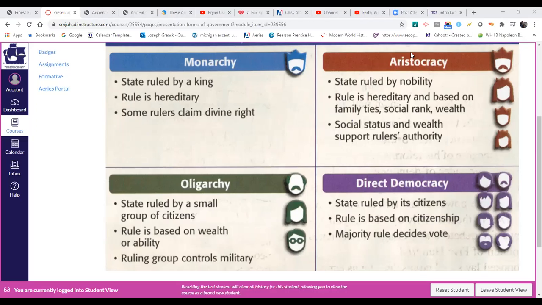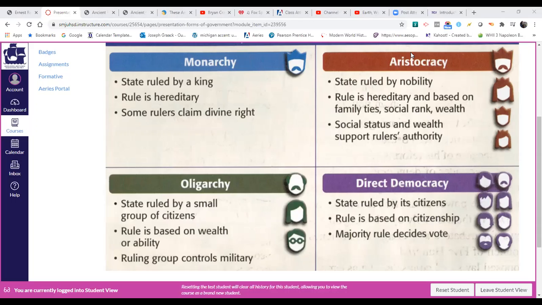An aristocracy is a state ruled by nobility. Rule is hereditary and based on family ties, social rank, and wealth. Social status and wealth supports the ruler's authority. That is somewhat based on this idea of Rome. Rome would almost be an aristocracy with the patricians and their upper class.